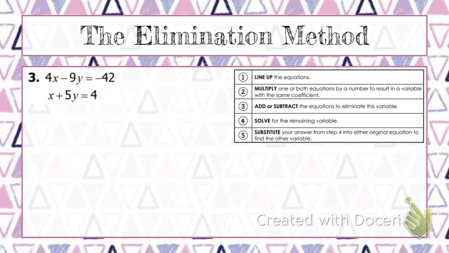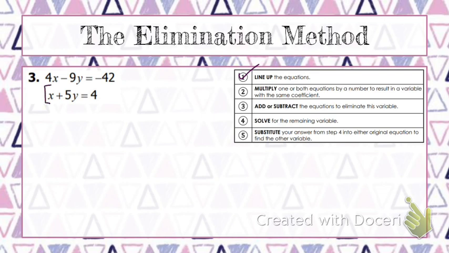All right, so in this problem, number 3, we are lined up. So now we need to get a same variable. So here we have 4 and 1, and then 9 and 5. So you want to think about the smallest number you could use to do this, because the bigger your numbers get, the more work you have to do, which is not a huge deal. But the easiest thing we can do is turn this 1x into a negative 4x, because whenever we have a negative 4, then we can just add these two together and it'll cancel.